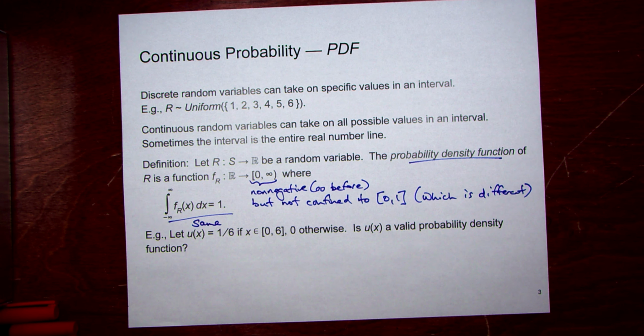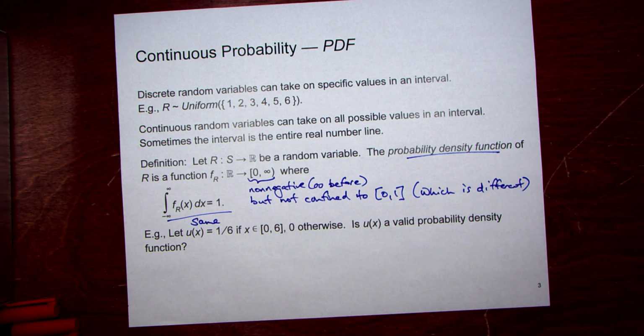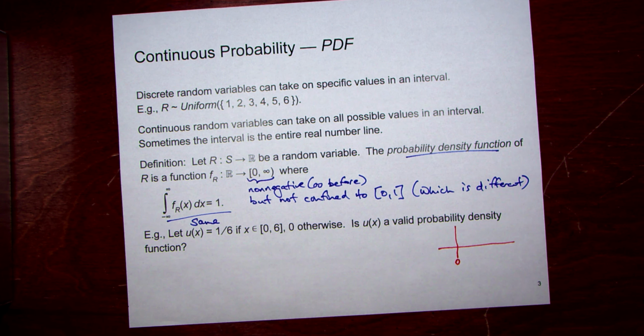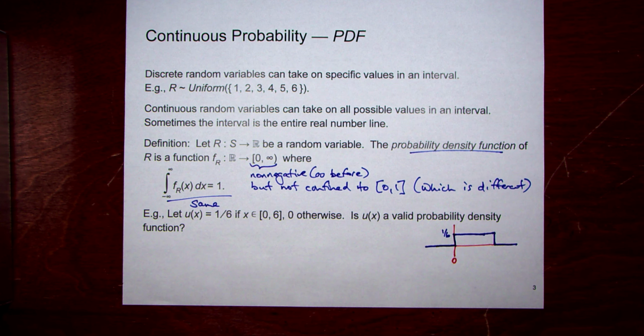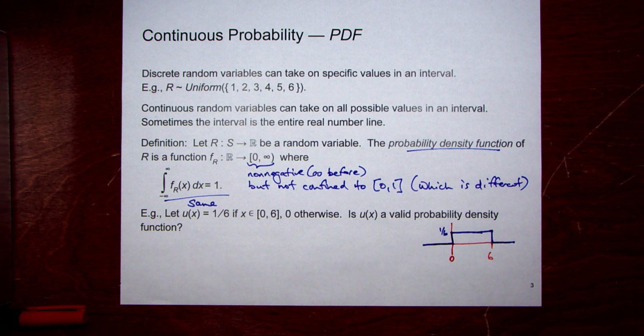So here's your first PDF. Let u of x be 1/6 if it's in the range 0 to 6, 0 otherwise. So this is a piecewise curve. Let me plot it for you. Red for the axes. So here is 0. As we trundle along, u of x is 0 until it gets to 0, and then it becomes a 1/6. So there's a step that goes up. It's a 1/6 here, and this diagram's not to scale, but it'll go down to 0 again once you hit 6. So this thing between 0 and 6 has a non-zero probability density. That's what u of x looks like.